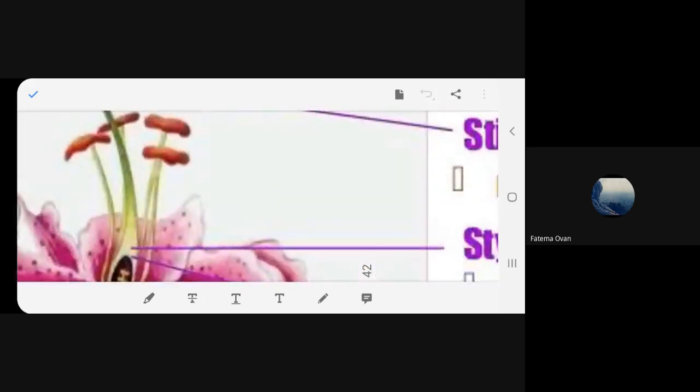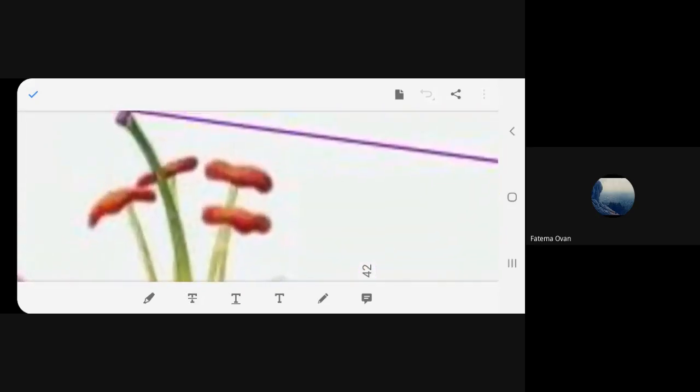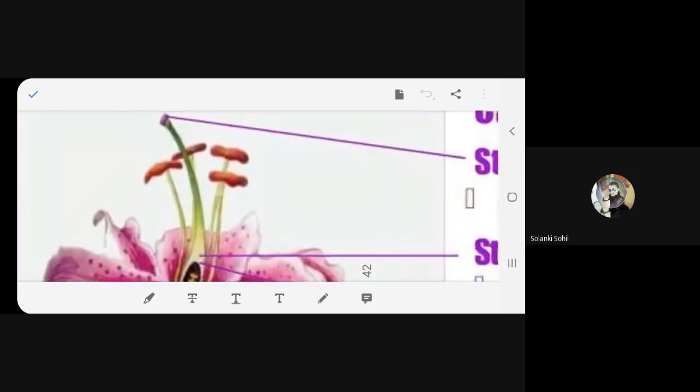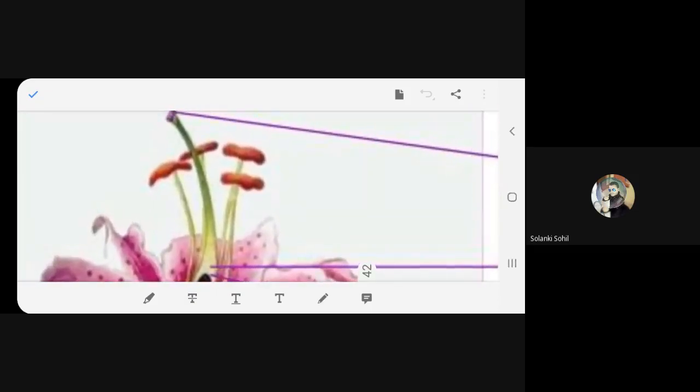Again, I repeat. Whatever I say, you say. What is this, beta? Stigma. Function. Receive pollen grains. Exactly. It allows pollen grains to settle on the stigma. Fine. Good. Now, what is this one? The tube. Style. What is the function?